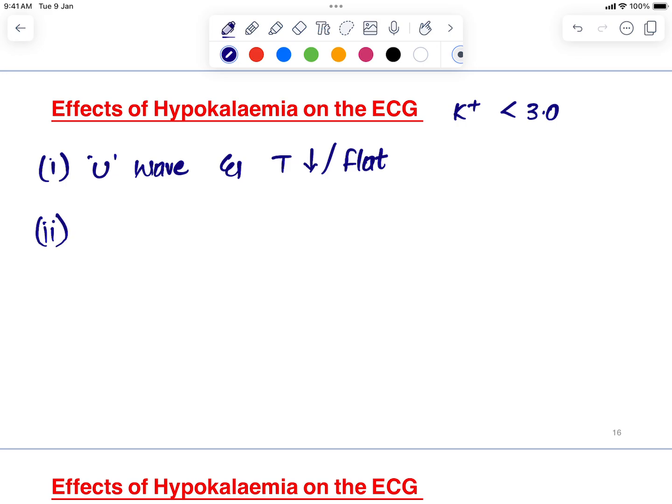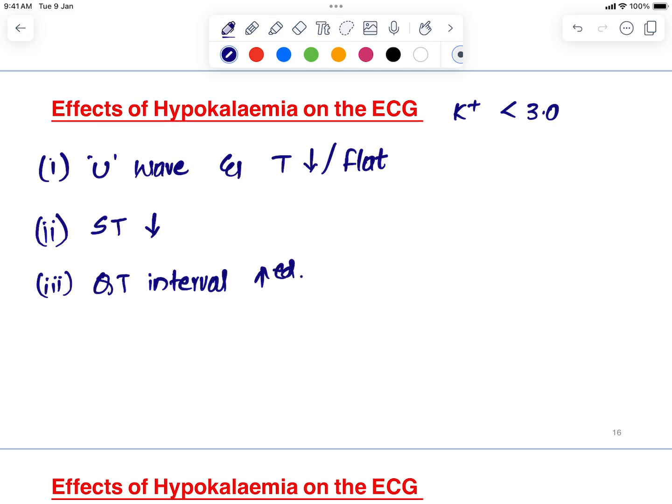Then followed by these two, if you take the ST segment. In patients with hyperkalemia, we have discussed that there is ST segment elevation. Exactly contrary to that, in patients with hypokalemia, you have ST segment depression. And what will happen to the QT interval? The QT interval, which is starting from the Q wave up to the end of the T wave, will be prolonged, right?